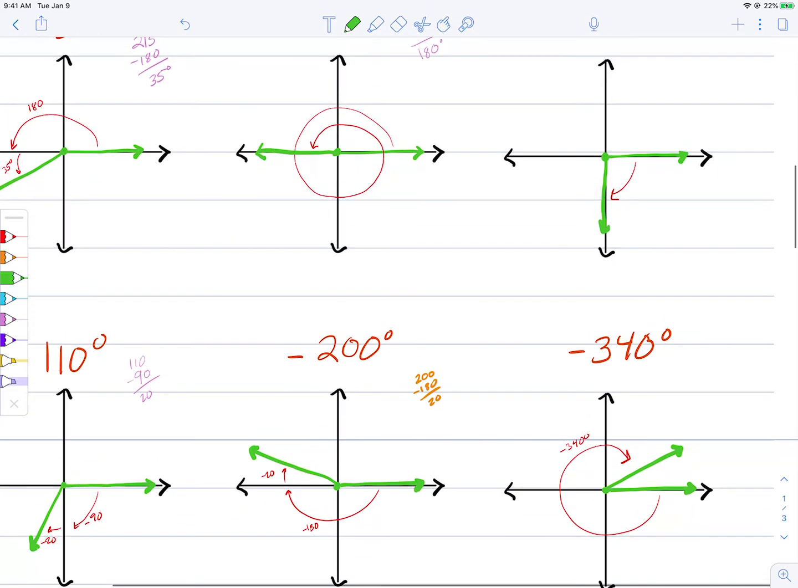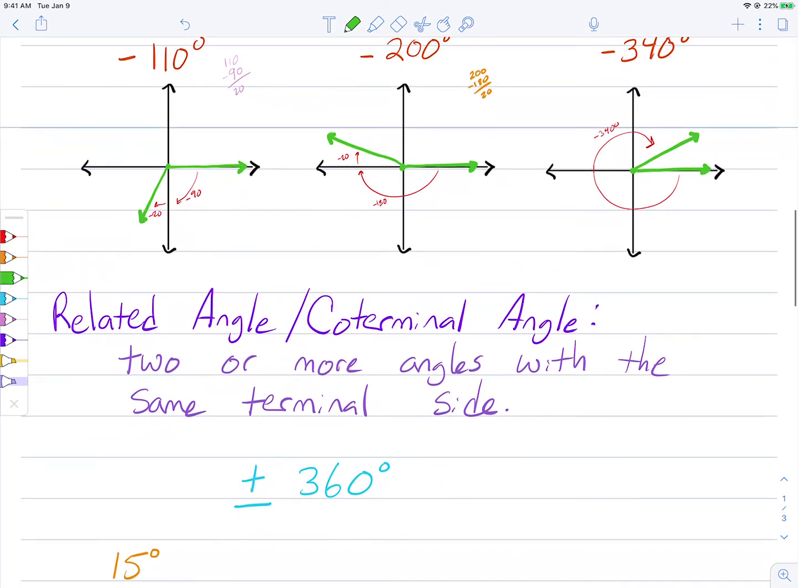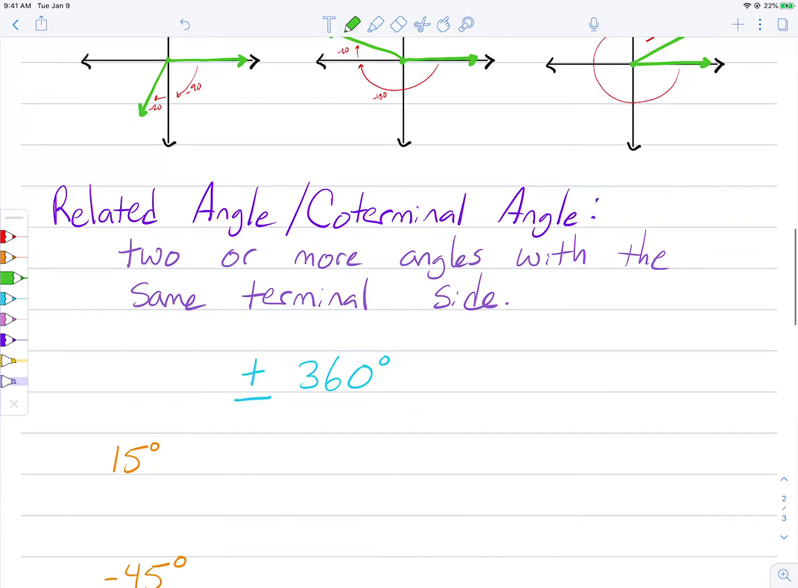Now, you might be asking yourself, some of these angles look exactly the same. Or they could be the same as other angles. So what's going on? Well, there's a name. It's called a related angle or a coterminal angle. It is when two or more angles have the same terminal side. And what you're going to notice is the difference between those two angles is either plus or minus 360 degrees, because remember, 360 degrees is an entire circle.